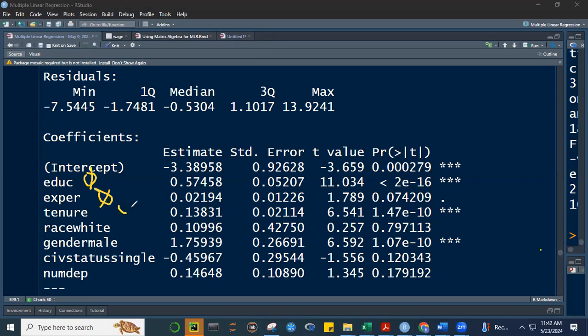0 years of tenure, zero number of dependents. Okay, and please continue, class. Let me repeat, negative 3.4 is the average hourly wage of a person who has no education, no experience, no tenure, and class, anyone, please? We still have three variables here.